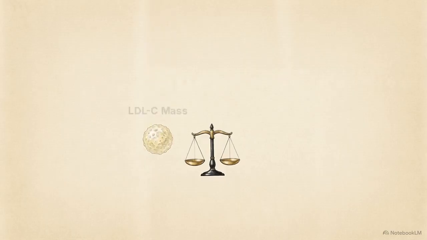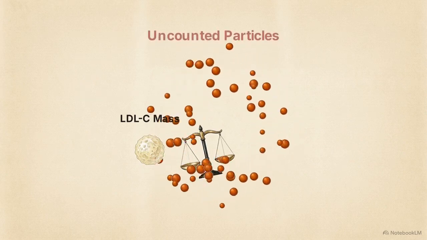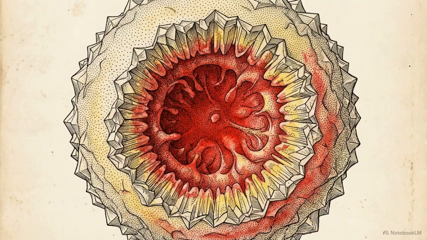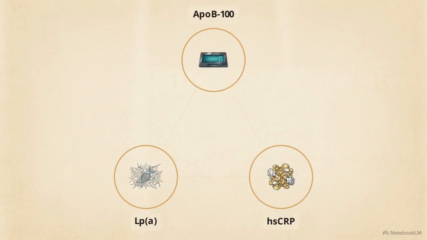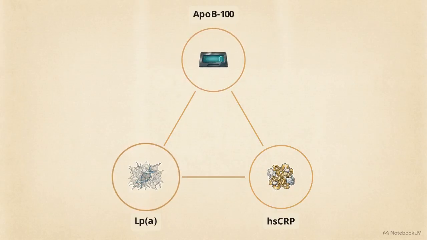Measuring the weight of cholesterol inside the lipoproteins fails to tell us the actual number of particles circulating in the blood or how biologically aggressive those specific particles are. The clinical picture of atherogenesis is determined by a precise triad of biomarkers: Apolipoprotein B 100, Lipoprotein A, and high-sensitivity C-reactive protein. Each marker measures a distinct compounding mechanism of vascular disease.